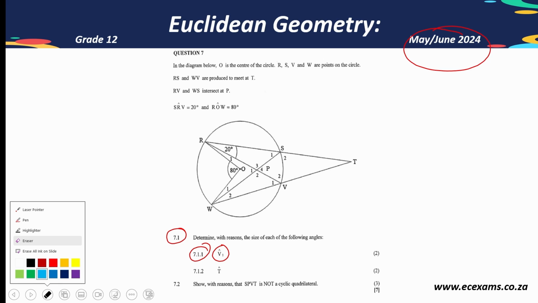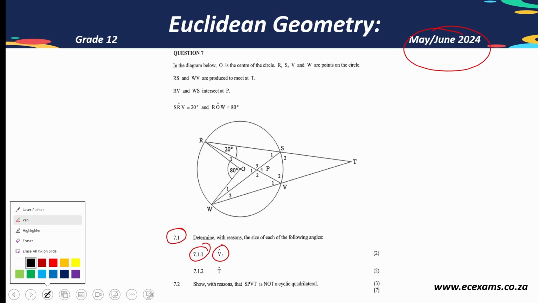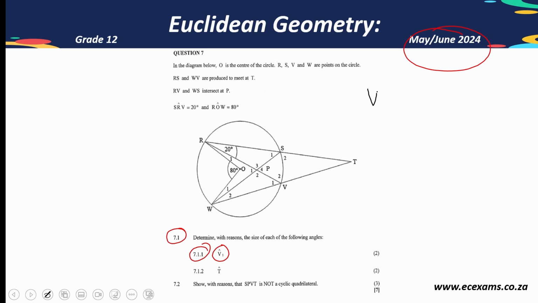So let's answer that question. The question was, what is the size of angle V1? Very important how you answer the question. We say to the examiner, sorry, let's change that to black, and let's get rid of that quickly. There we go. We say that angle V1.